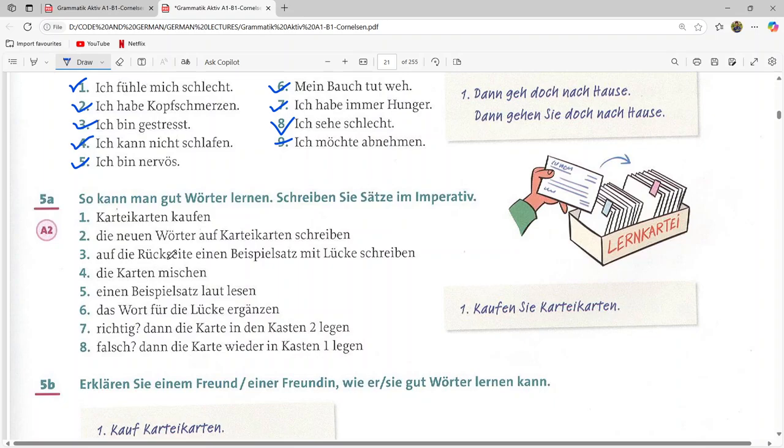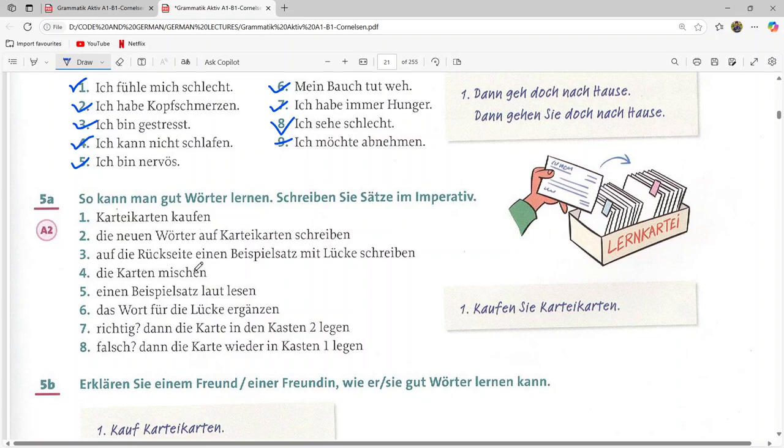Auf die Rückseite einen Beispielsatz mit Lücke schreiben. So, write an example sentence with a gap, mit Lücke, on the back of the flashcard. So, on the back of the flashcard, write an example sentence with some space.